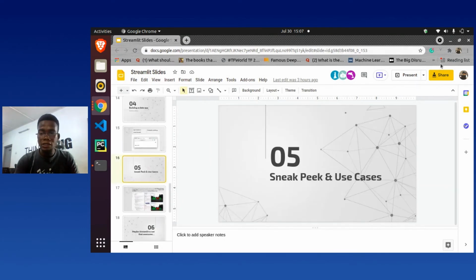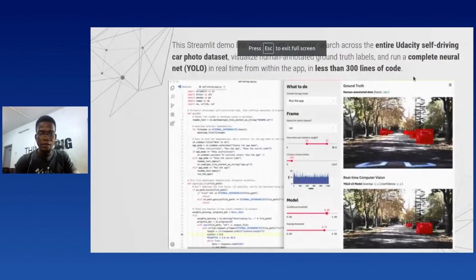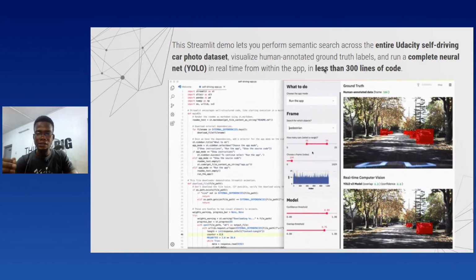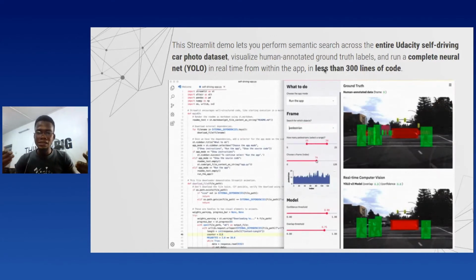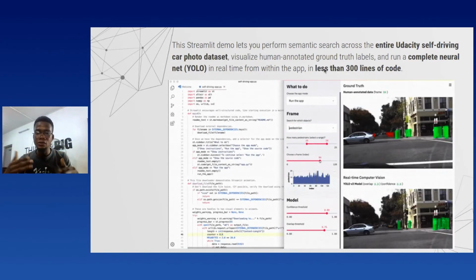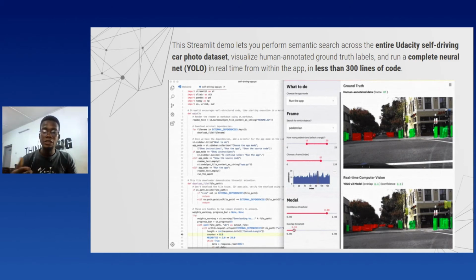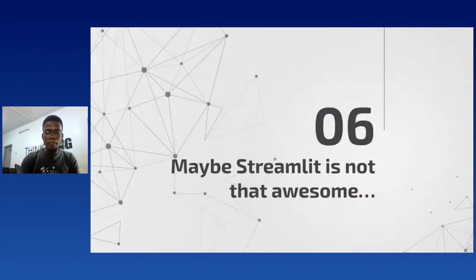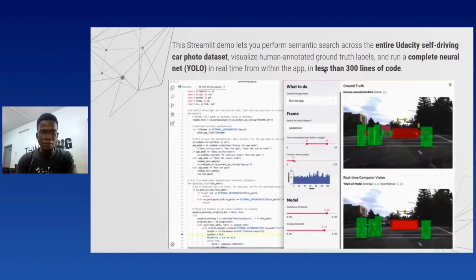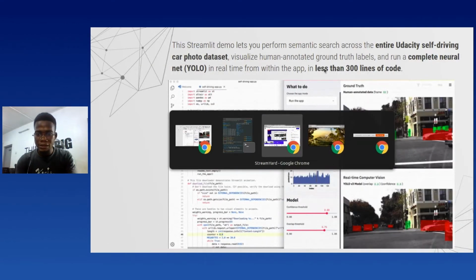So we would have some use cases of Streamlit, right? The first one I'll show is this. There's this Udacity self-driving car photo data set. This was created by the Streamlit team, and you can run a complete neural net in real time from within that app. I'll show you the link to this later on. Let me show you a couple of others.